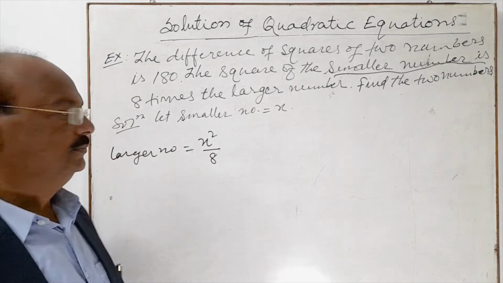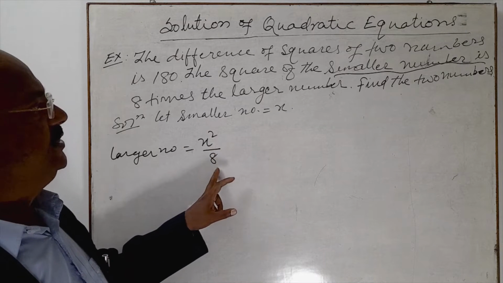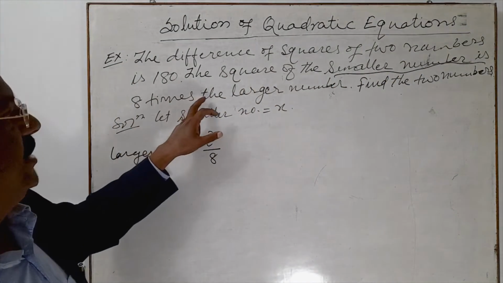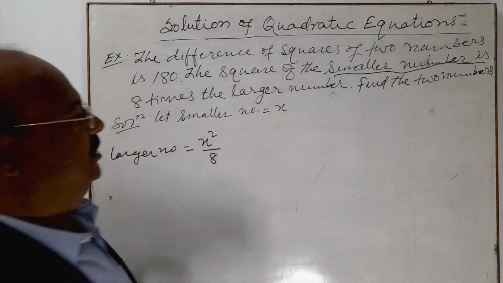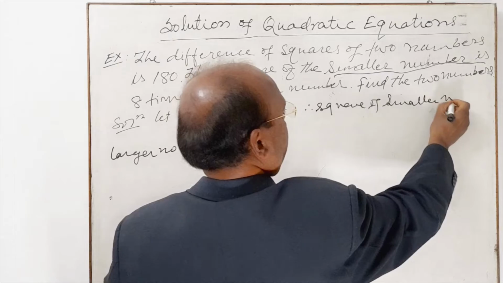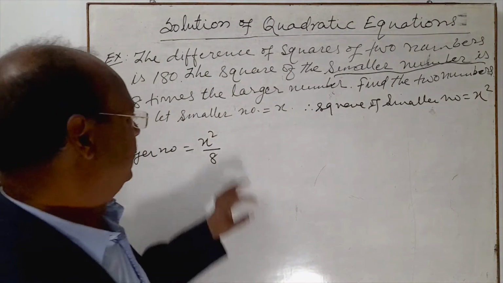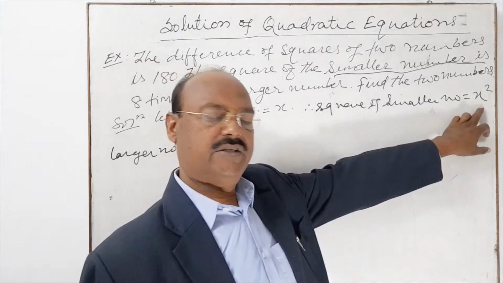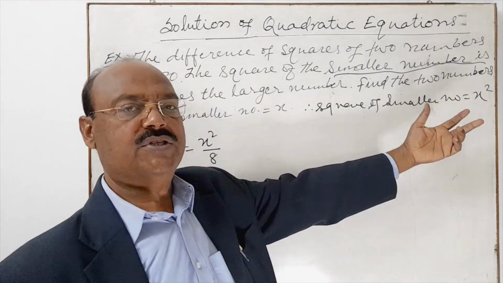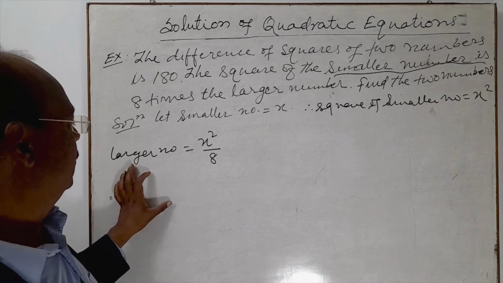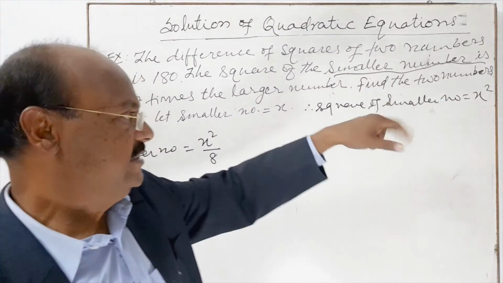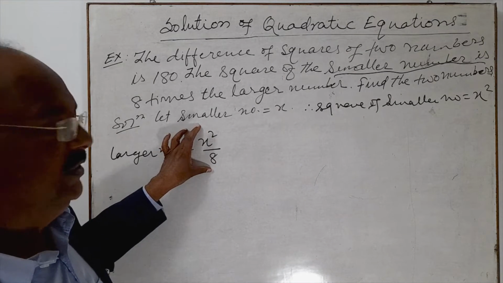Try to follow it. If you take the larger number as x square by 8, then clearly the square of the smaller number is 8 times it, because the smaller number is x, so its square is x square. And this square of the smaller number is 8 times the larger number. So you can suppose the larger number is x square by 8. So clearly x square is 8 times x square by 8. I hope you have understood it.